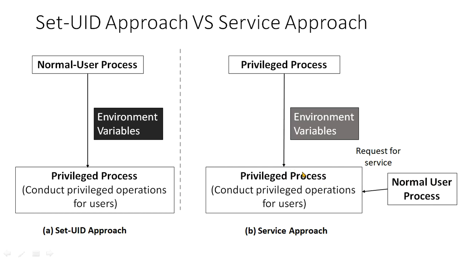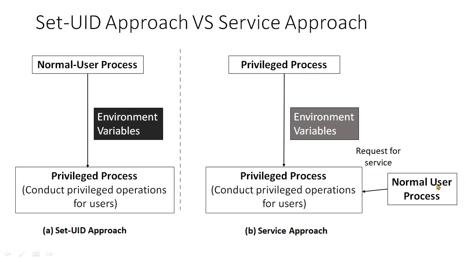Another approach, which is commonly used by Windows and Android, is that normal users don't run a setuid program. A setuid program, here we call it a privileged process, is running as a server in the background in the operating system. It occupies memory all the time, and it also requests the CPU to run. So it runs in the background.